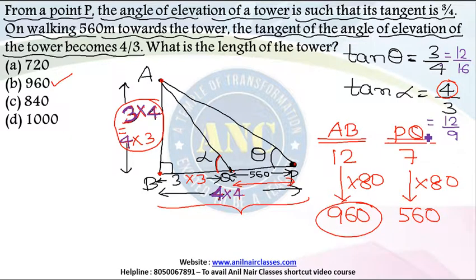I hope now you are very clear. Opposite to theta, opposite to alpha, both are AB only. Both should be the same value. I made it the same value, 12, in both the cases. That means if this is 12, the remaining two sides are 16 and 9 accordingly. The 16 I wrote as 4 into 4. That 9 I wrote as 3 into 3. Simple logic. Then use the proportionality concept.